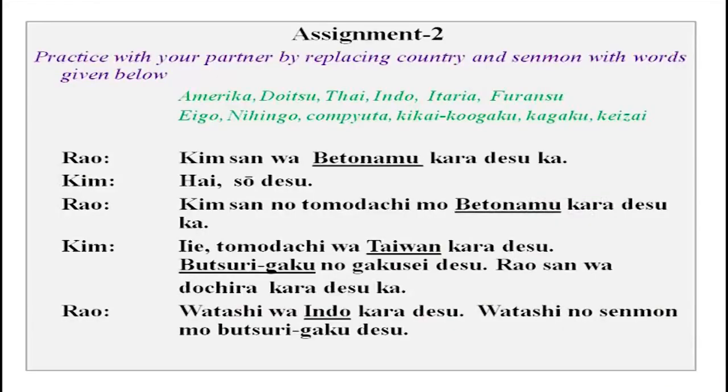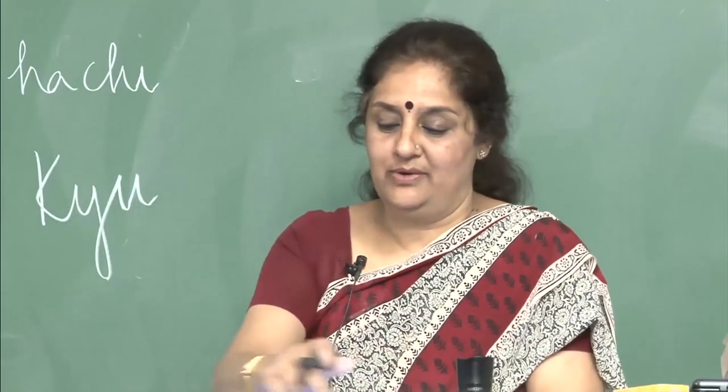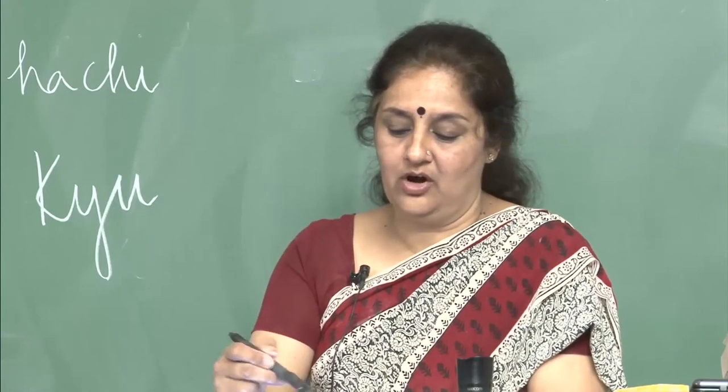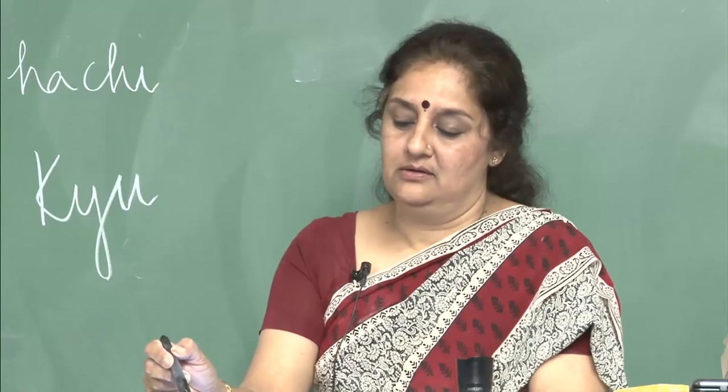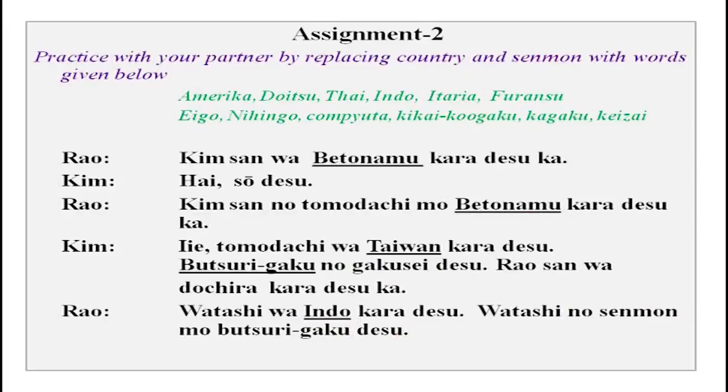Then practice with your partner by replacing country and senmon with words given below. So, you have America, Doitz, Thai, Indo, Italia, France, Eigo, Nihongo, Computer, Kikai Kogaku, Kagaku, Keizai. You can replace them properly, read the conversation. I am sure you will understand all of it. It is not very difficult. All of it we have covered in the lesson. So, you can replace these place names with place names here in the conversation, and your specialization, your subject names with words here underlined where subject is required.